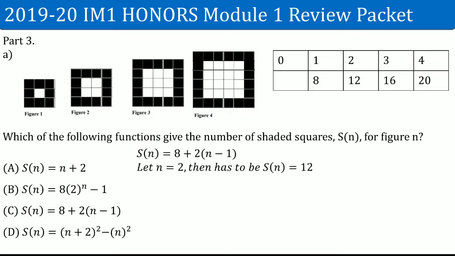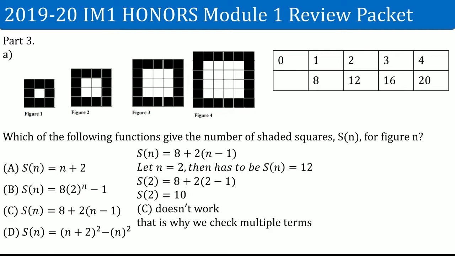Okay. Here's the function. If n is equal to 2, the answer has to be equal to 12. Let's see if that works. Okay, plug 2 in here for n. 8 plus 2 times 2 minus 1, which is 1. So it's 8 plus 2, which is equaling 10. So once we check it again, but with the second term, it doesn't equal 12. So we would say that it doesn't work.